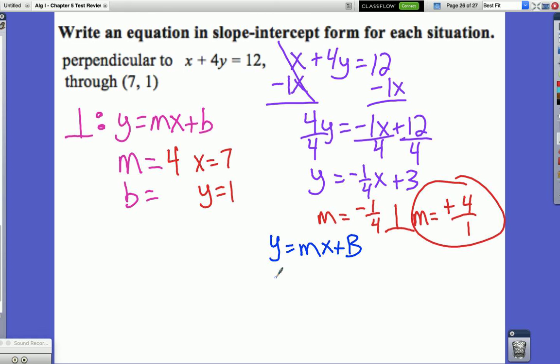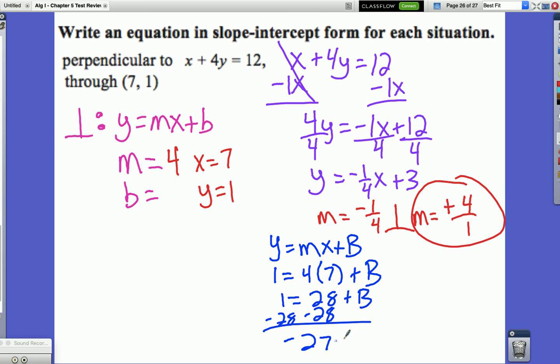So y is 1, m is 4 times x, 7, plus b. 1 equals 28 plus b. And to move a positive 28, we're going to subtract it. So our y-intercept is -27.